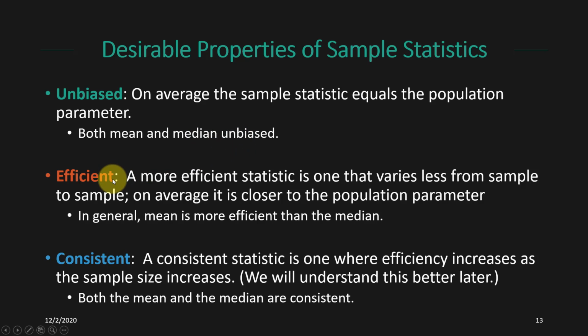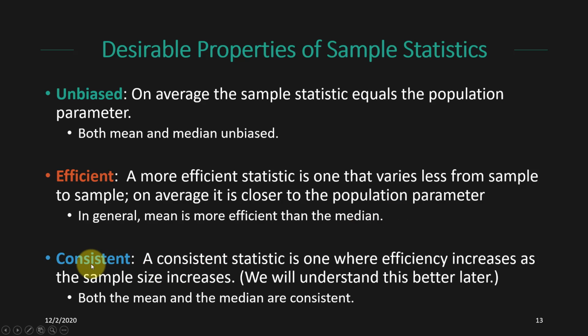We also want them to be efficient, which means that a more efficient statistic is one that varies less from sample to sample. So on average, it's going to be closer to the population parameter in any given sample. And in general, the mean is more efficient in that respect than the median. So that's one reason why we're going to prefer the mean.